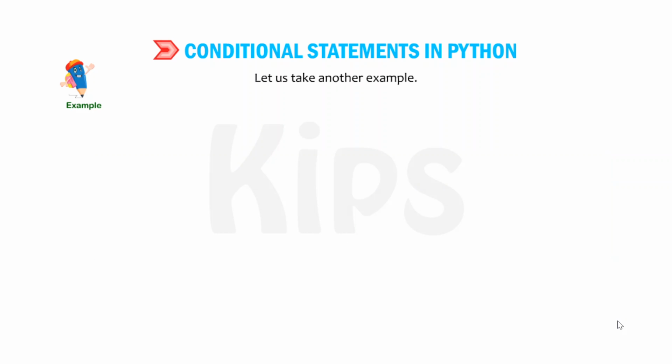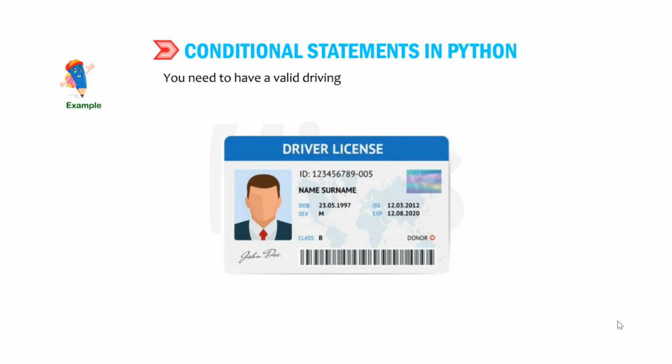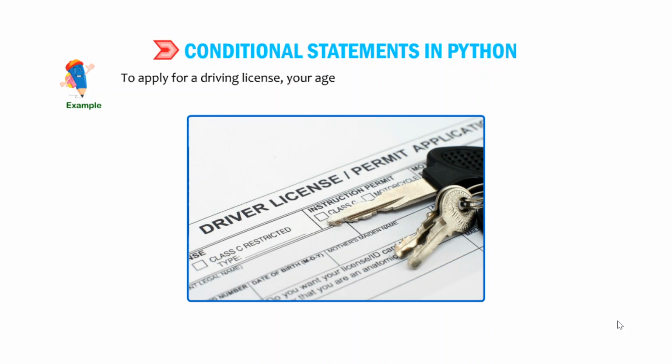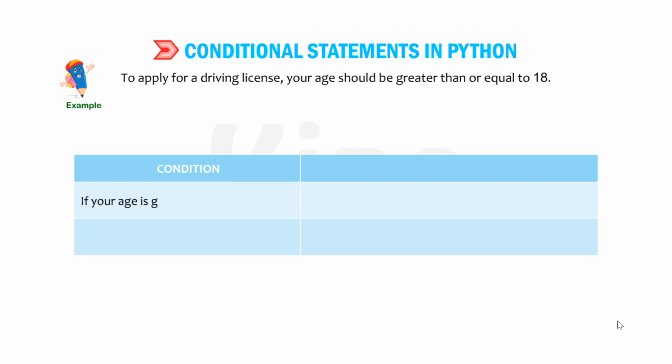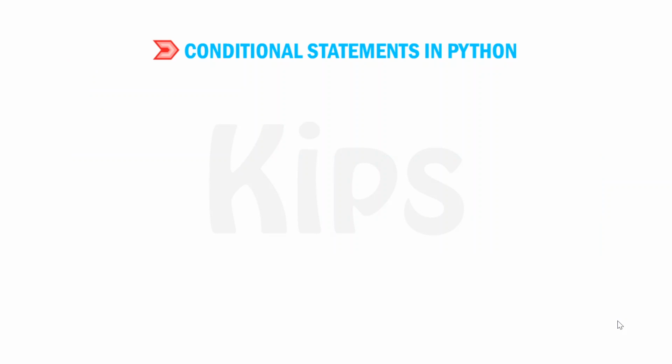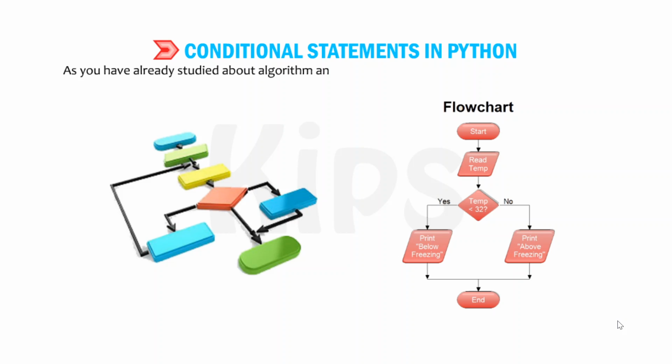Students, let us take another example. You need to have a valid driving license for driving any vehicle. To apply for a driving license, your age should be greater than or equal to 18. Condition: if your age is greater than or equal to 18. Plan of action: then you are eligible to apply for a driving license. Condition: if your age is less than 18. Plan of action: then you are not eligible to apply for a driving license. As you have already studied about algorithm and flowchart, let us analyze the above example by placing it in an algorithm and a flowchart.